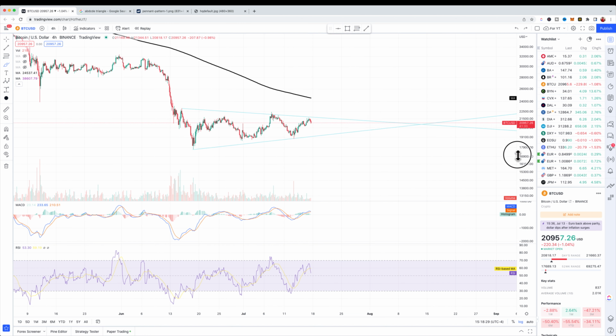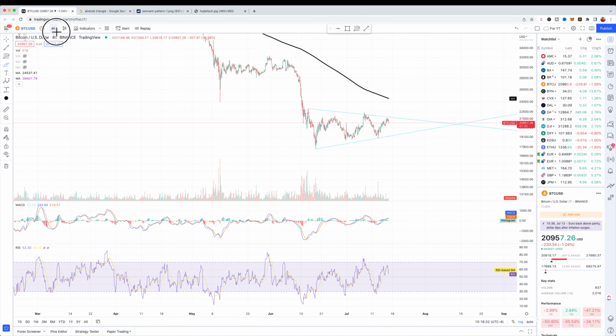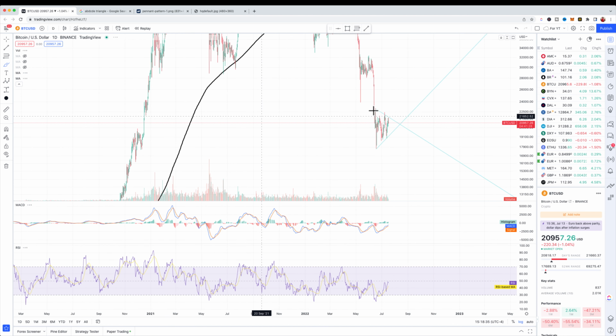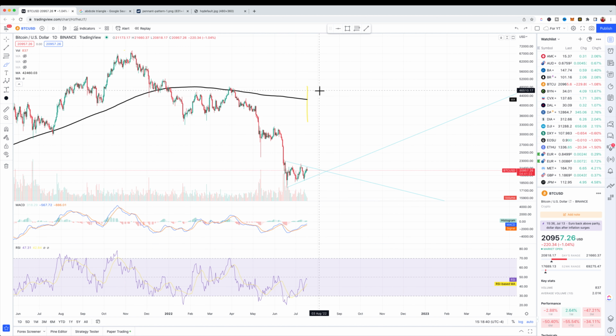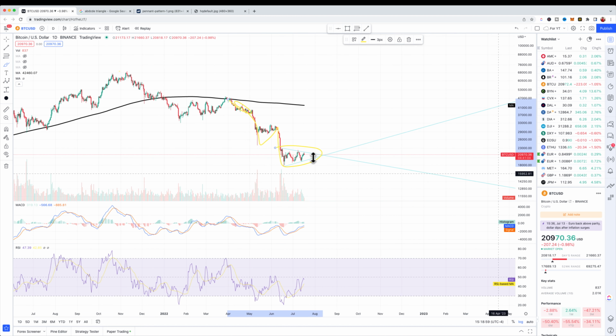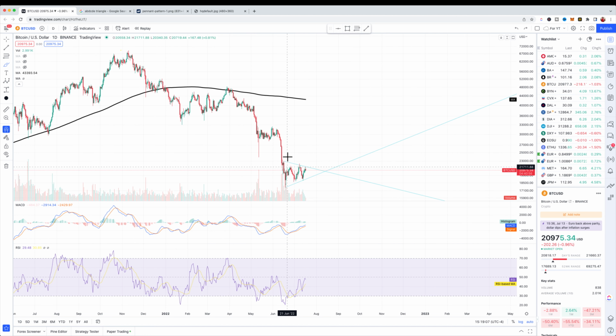Now let's take a look and see what we've got on the Bitcoin chart. It might be better to move to the daily on this one. So potentially we would have a wave 1 here, wave 2 correction, wave 3, and this is forming wave 4. And then we will see a wave 5 to the downside. That's what I'm looking at right now for Bitcoin.